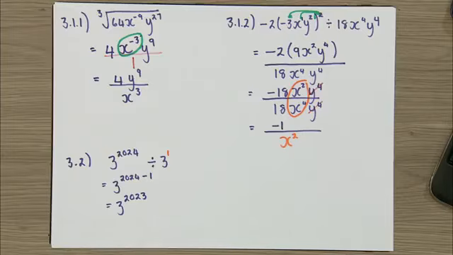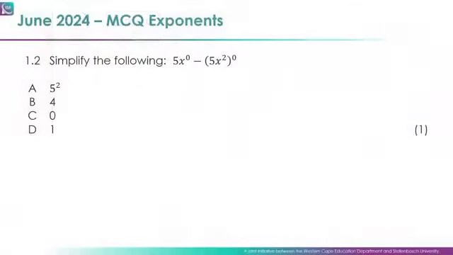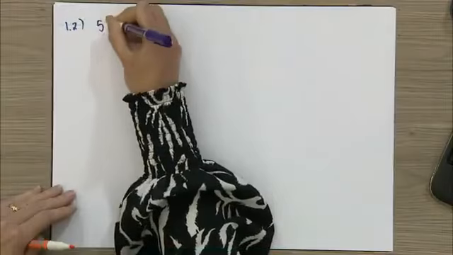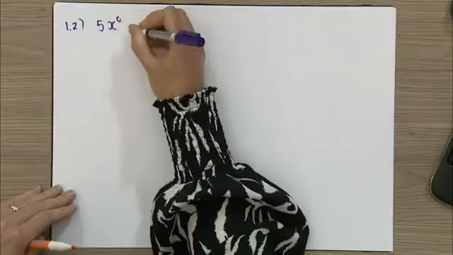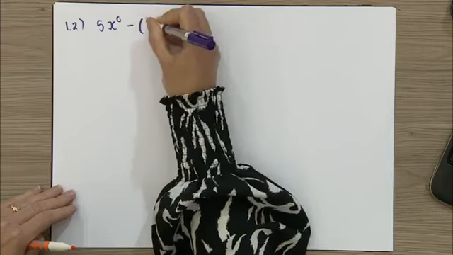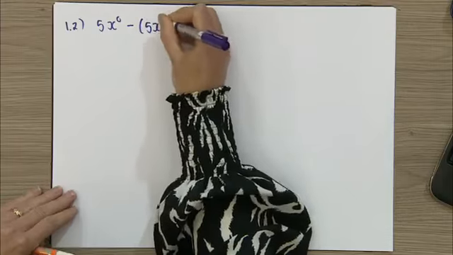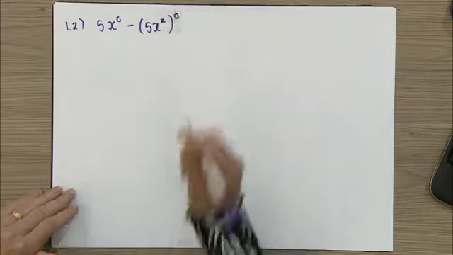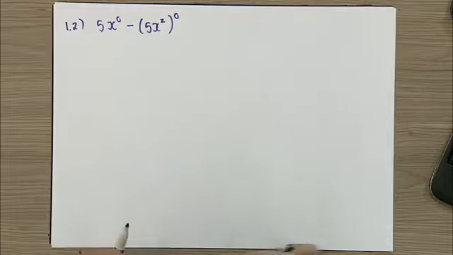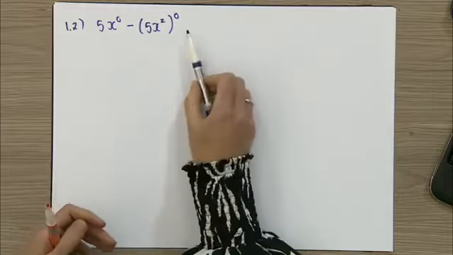Let's go on to our next question quickly, and we are going to do this one together. Question 1.2. They ask me to simplify the following. They give me 5x to the power of 0 minus, in brackets, 5x squared, all raised to the power of 0. Now, grade 9s, don't go look at the answers first. We're going to work it out together.